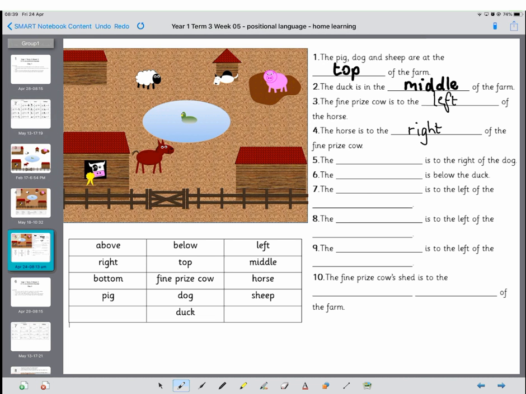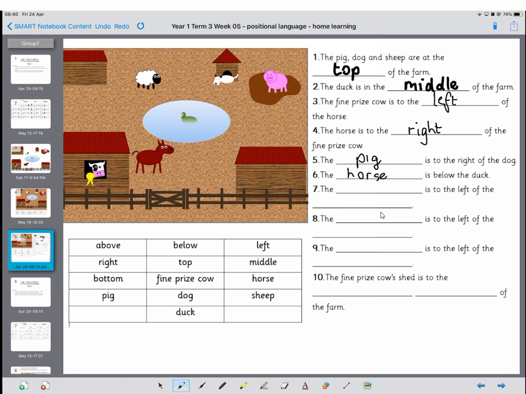The something is to the right of the dog. So what is to the right? That direction's to the right. So it's going to be the pig. The something is below the duck. Well, probably it's the horse. You could also say it's the fine prize cow if you wanted to, because that's also below.